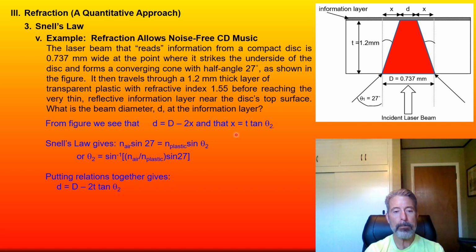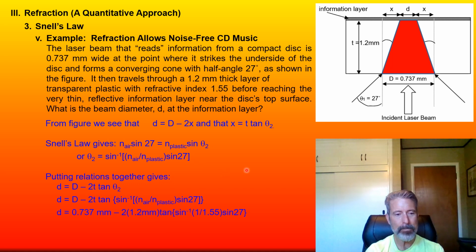So we're going to combine our expressions. Remember, we're trying to find little d. We've got d = D - 2x, where x is equal to t tan theta 2. We plug in this expression, all in terms of known quantities, for theta 2, our angle of refraction. At this point we plug in all the numbers and do the calculations. Everything is known. We can solve for little d, and we find that it has a value of about 1.8 micrometers.